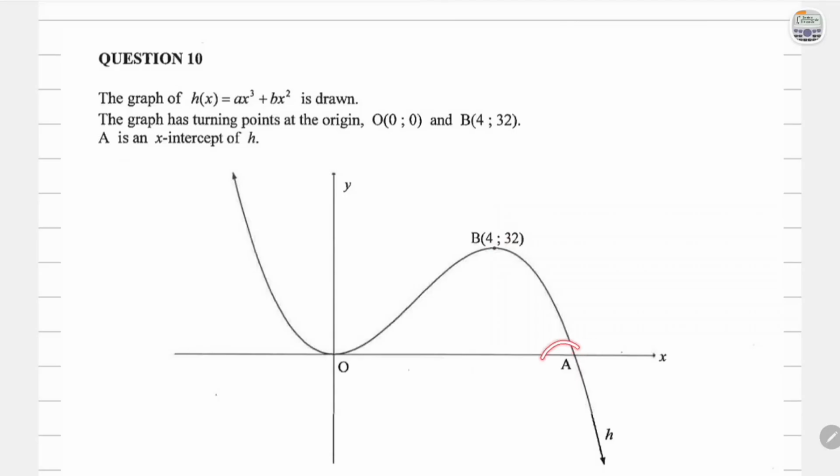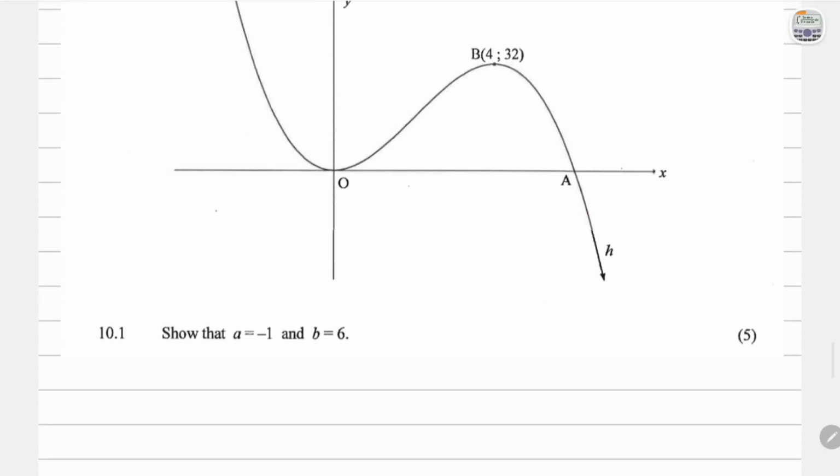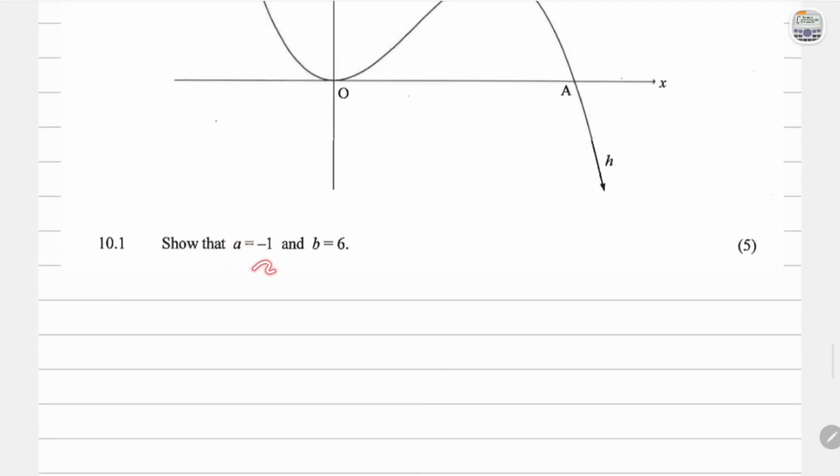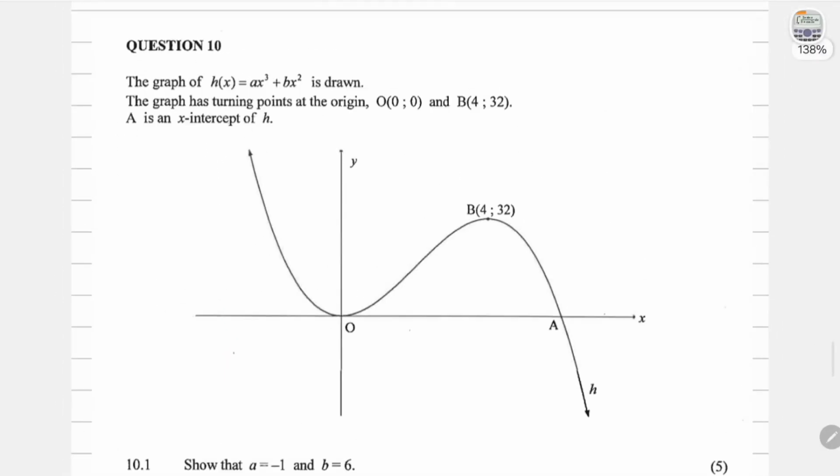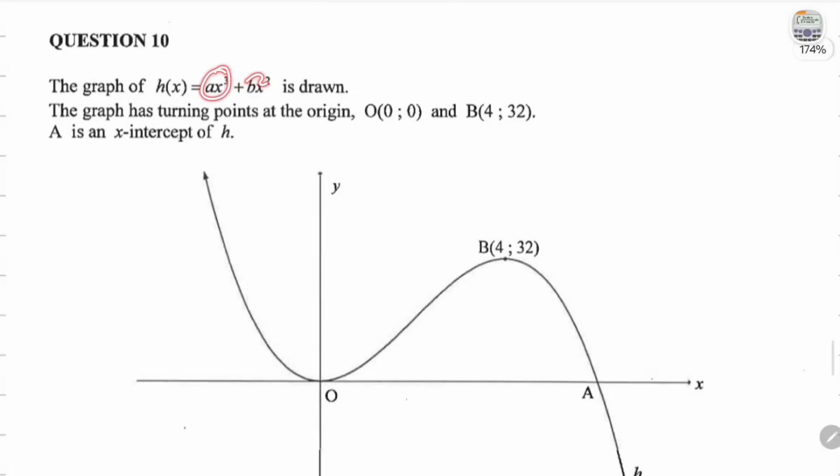A is an x-intercept of h. And the first question wants us to show that a equals -1 and b equals 6. Okay, so find the equation. Normally when two things are missing, you need two pieces of information to find that in an equation. But here is the thing. The origin is not very helpful here.